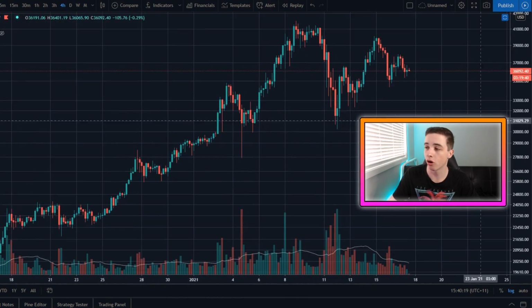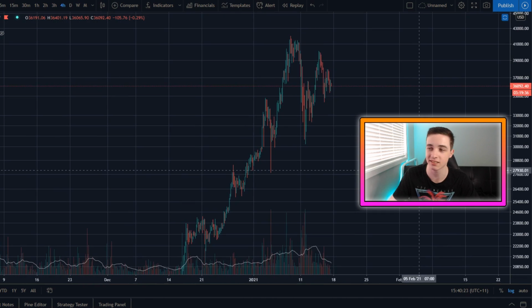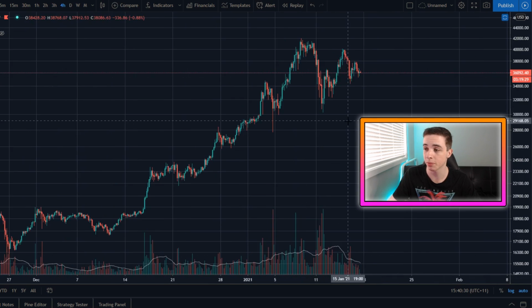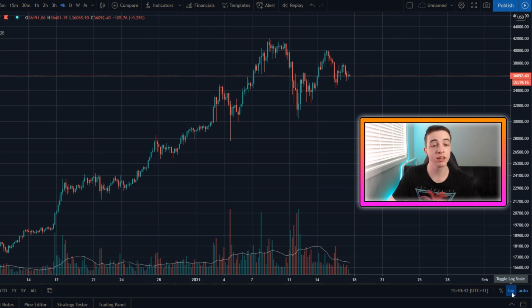And if you have it off, then you can notice that your price can get pretty messy and it just doesn't look that good. If you're a beginner, I definitely recommend having auto on, because then it automatically fits the price into your screen. And then the log button switches the scale of the price between the linear chart and the logarithmic chart.